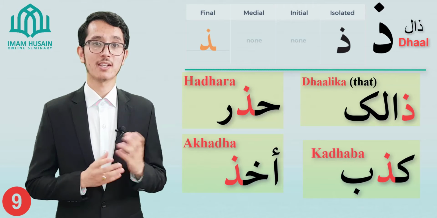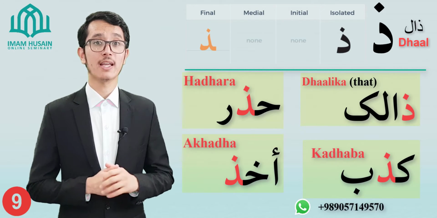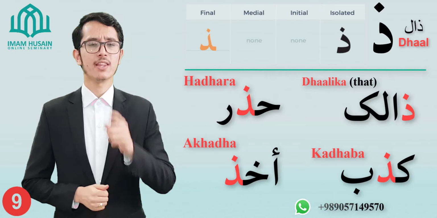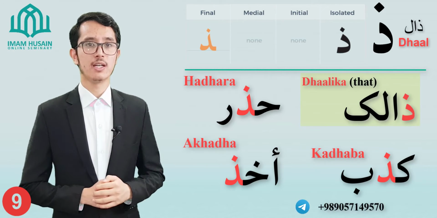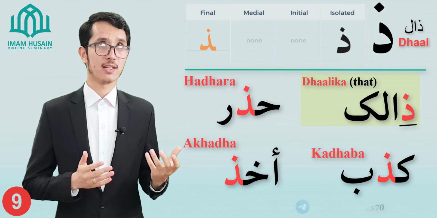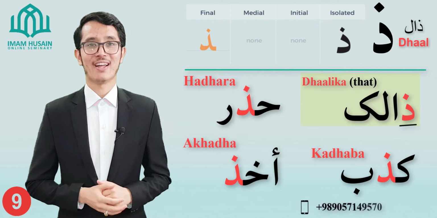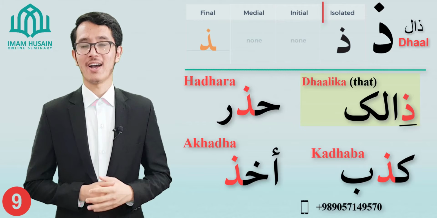Alright, it's time to identify the different forms of the letter Dal in these 4 Arabic words. In the first word, ذَلِكَ, as you can see, 4 letters are there. The first one, I'm sure, is the letter Dal. So it is written in isolated form.